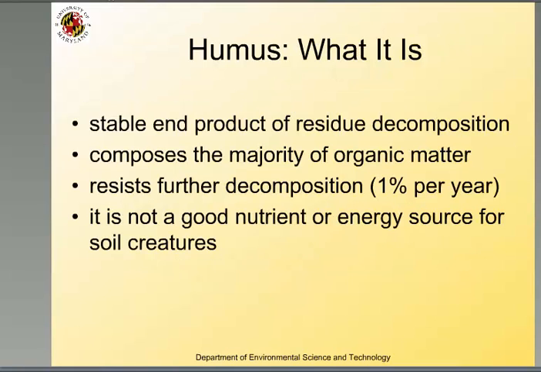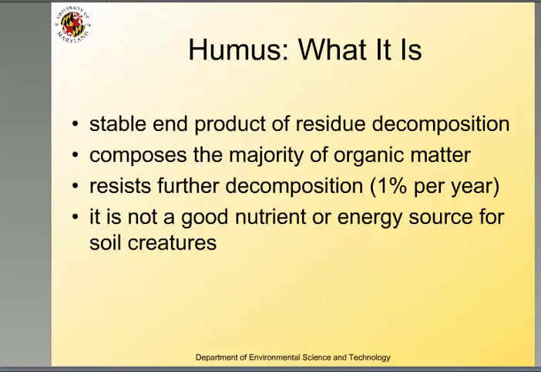Humus. So what is it? Remember, it makes up the majority of the organic matter in a topsoil. It's the relatively stable end product of residue decomposition. Okay? Makes up most of the organic matter. It resists further decomposition. People who have studied it believe that it only breaks down about 1% a year, whereas a residue can break down 70, 80, 90% the first year.